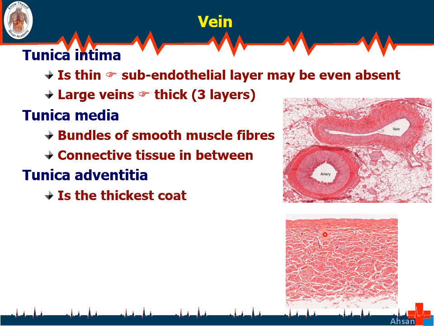Tunica adventitia is the thickest layer in the case of the vein, and you see this is the thickest of the three layers, unlike the artery. Media is the thickest for the artery and more organized, but in the case of the vein it is in bundles. Connective tissue penetrates between the bundles of smooth muscle.